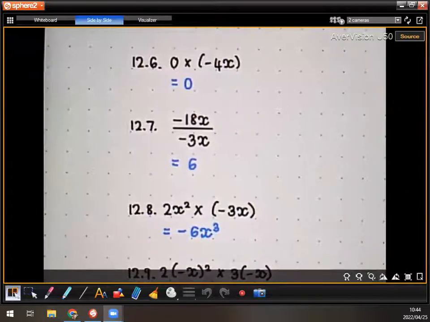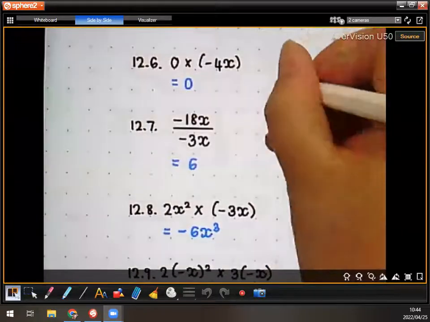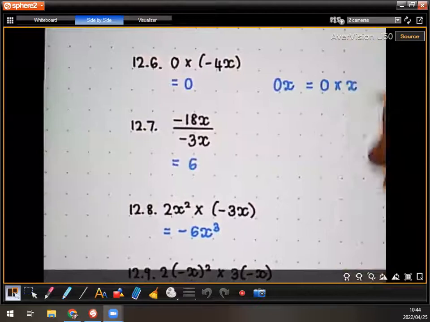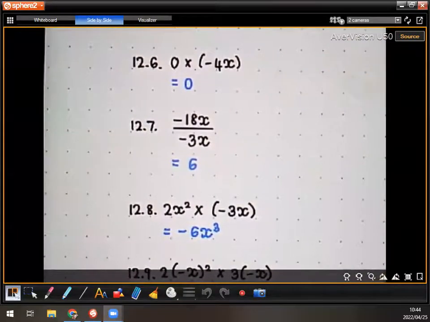0x, it's not wrong, it's just not the full final answer. Because if you think of 0x, that is actually the same as 0 times x, which again is just 0. Okay, so you can write that, but your final answer has to be 0.